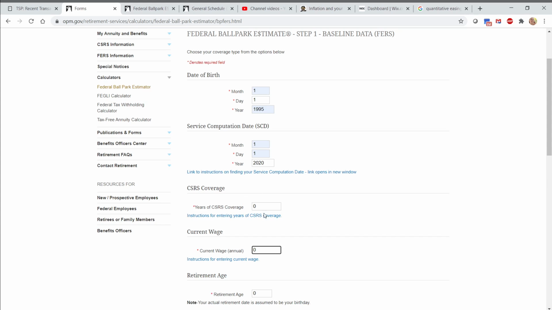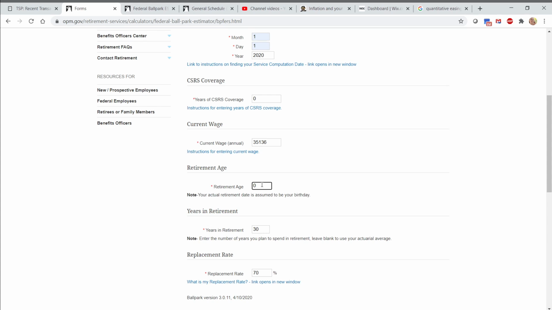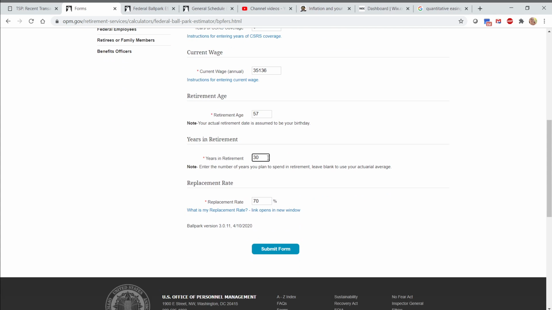So we're going to put 35,136. And then we're going to say that his retirement age is going to be 57, because that's the earliest a person can retire. Years in retirement: when you retire at 57, your guess is as good as mine as to how many years you're going to live thereafter. So by default it's 30, so just put 30. That means that if you retire at 57, you'll be needing your retirement income for 30 years thereafter, assuming you die at 87.